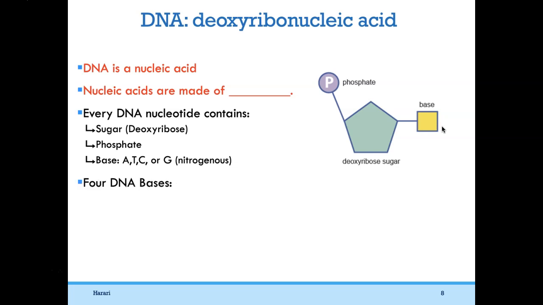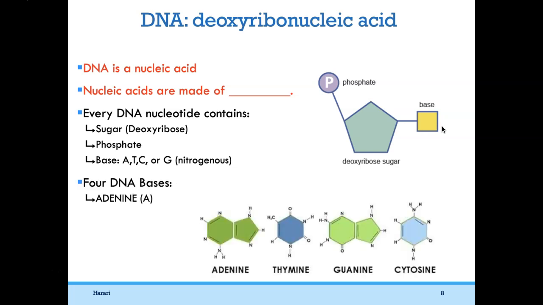And the base can be either adenine, we abbreviate that A, thymine for T, guanine is G, or cytosine is C. So all nucleotides of DNA can be one of 4 flavors, right? And they all look the same in terms of phosphate and sugar. The only way the nucleotides differ is in which of the 4 bases they have.